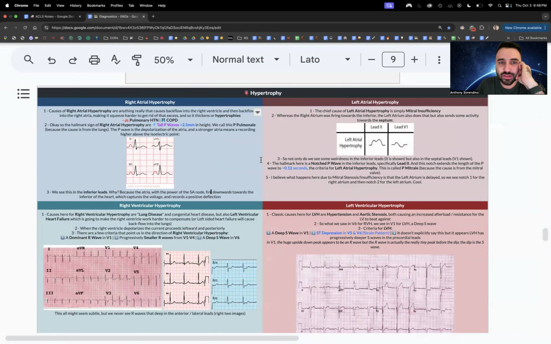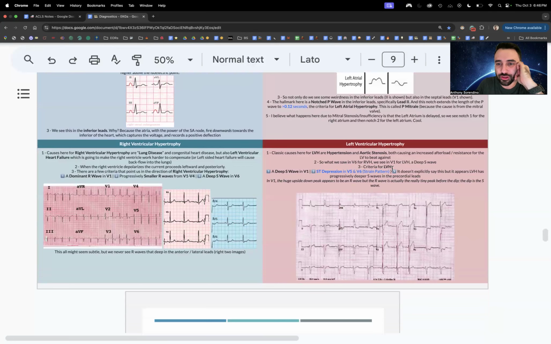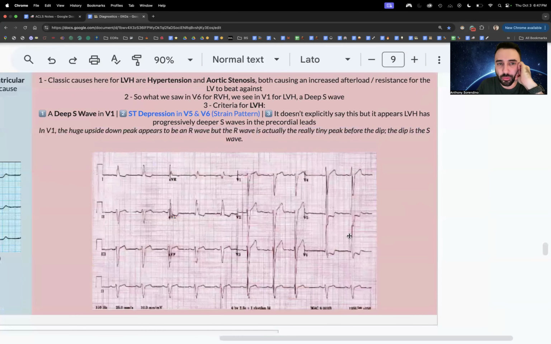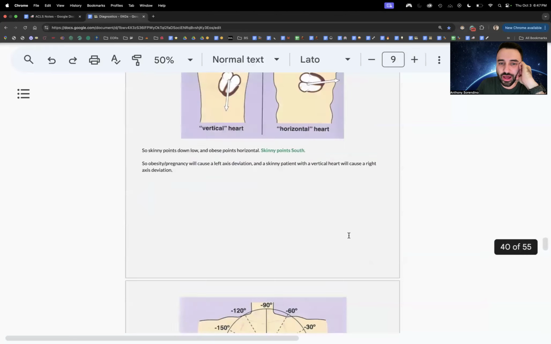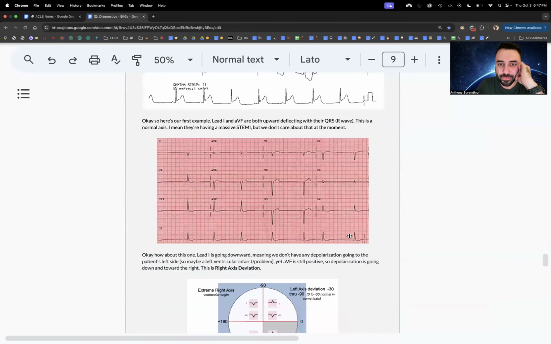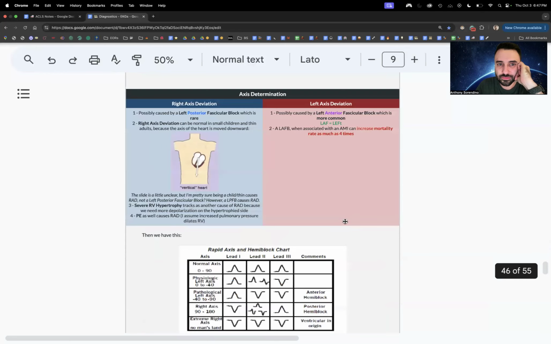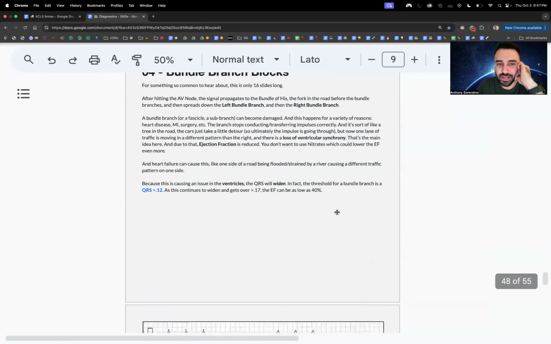You're going to see bigger P waves for right atrial versus left atrial, whatever. For left ventricular hypertrophy, you get increased R waves or S waves in the QRS, and then you get ST depression in V5 and V6. That's very hallmark for that. That's a strain pattern, so that's good to know. Fascicular blocks, axis deviation, there's the whole thumb up, thumb down thing. It's a lot of effort to learn this stuff. I think in the grand scheme of things, it's kind of low yield.